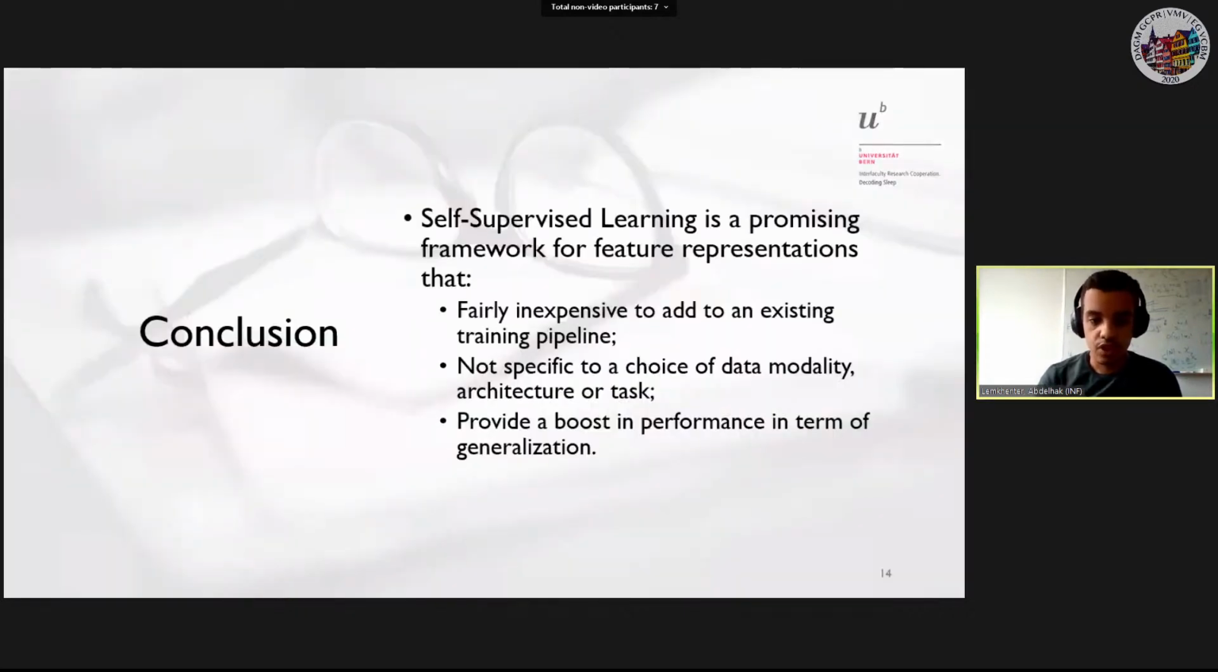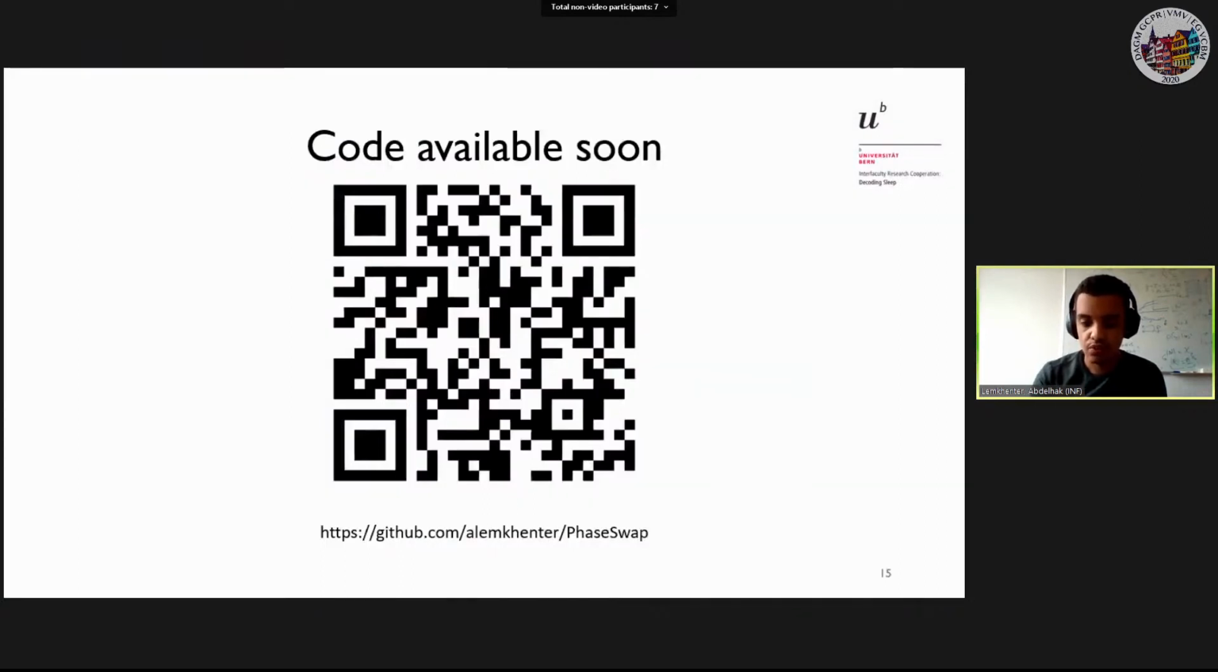So all in all, we have shown that self-supervised learning is a very promising framework for learning useful features for biosignals, because it's fairly inexpensive to add to any pre-existing training pipeline, and it is not very specific to the data modality choice or the architecture or the task. We have shown that it works for EEG, EMG data, or body temperature, on both sleep scoring and seizure detection. And we have shown also that it provides quite a significant boost in terms of generalization to new settings. Thank you for your attention, and we will provide the code very soon on the following link.